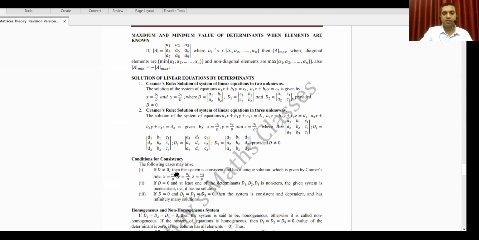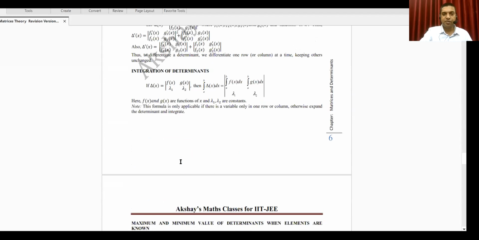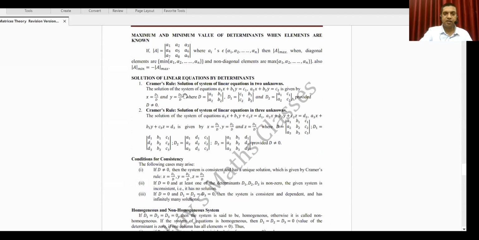Before I introduce the concept of rank, I will introduce this one, Cramer's Rule. Solution of linear equations by determinants. Okay, I'll explain this. Cramer's rule for equations in two variables and equations in three variables.